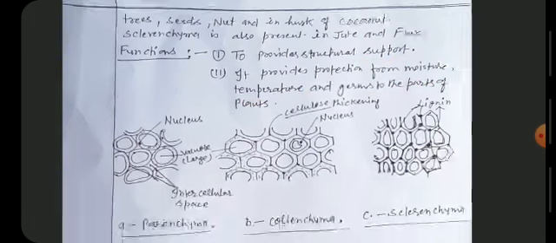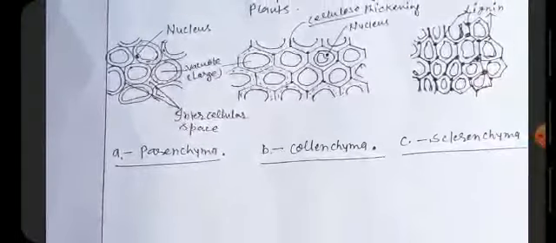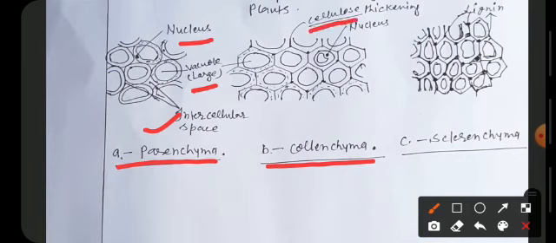Here is the figure of these three types of simple permanent tissue. A is of parenchyma, in which you can observe the spaces between the cells. Cells are loosely packed but have a nucleus and large vacuole. The second, which is B, is of collenchyma. Here you can observe that cells have no intercellular space. These are packed by cellulose. There is thickening of cellulose at the joining places of cells.